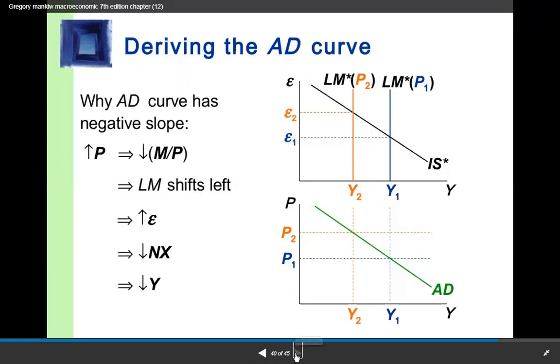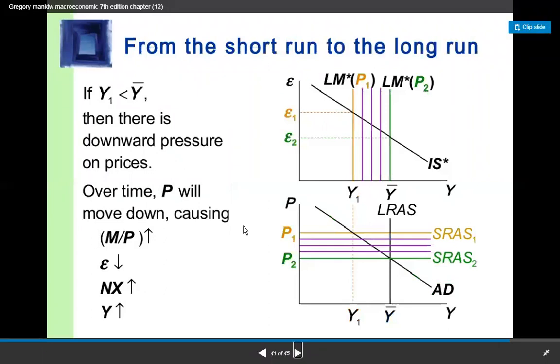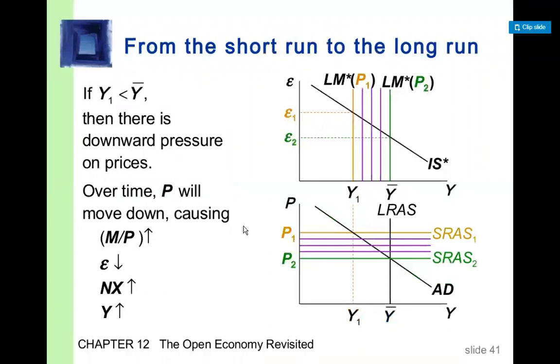So hopefully you have done this. Now we move from aggregate demand from the short run to the long run. Here now we are at the aggregate supply curve. We are going to discuss the short run aggregate supply curve and the long run aggregate supply curve. This is so easy.